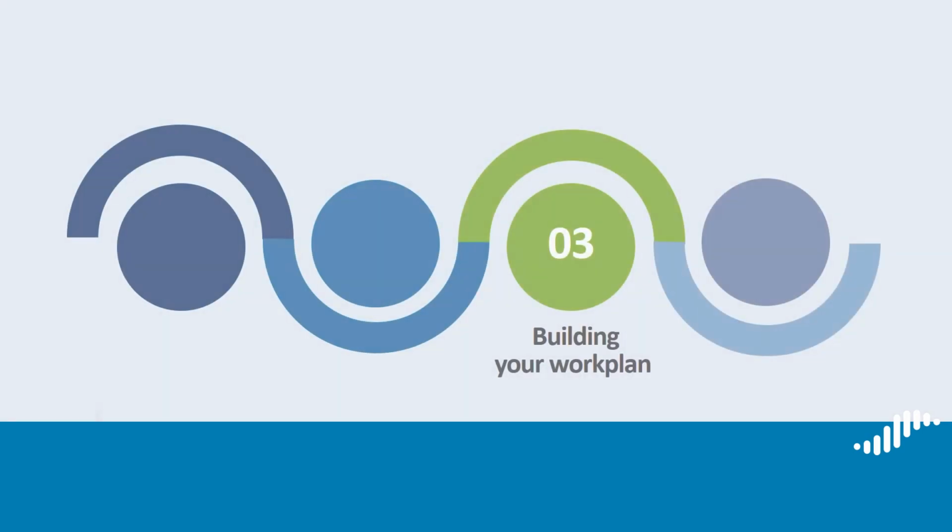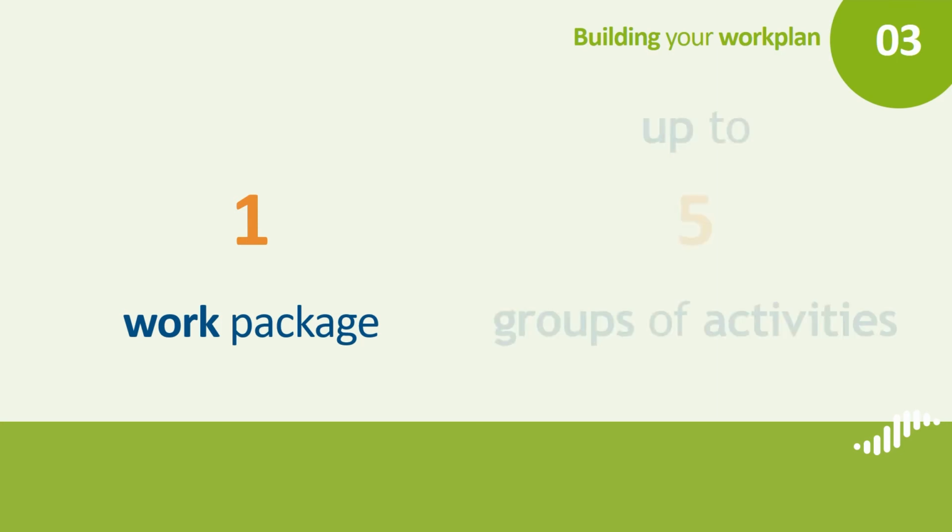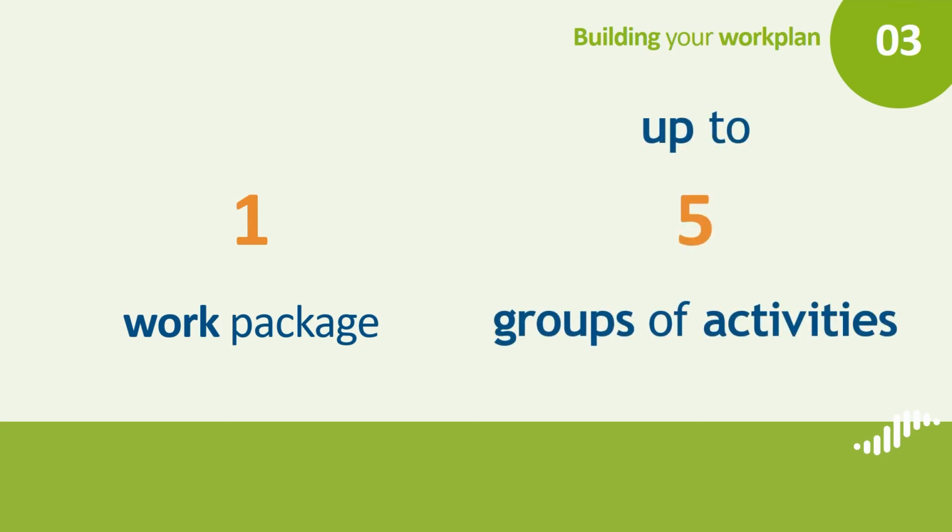Step 3. Building your work plan. Through your work plan, you should demonstrate how you plan to achieve your project objective and specific aims. The structure of the work plan of small projects is rather simple. It contains only one work package. You can plan up to 5 groups of activities in this work package. Breaking down a work package into different groups of activities is a way to manage the steps that are necessary for the completion of the project.